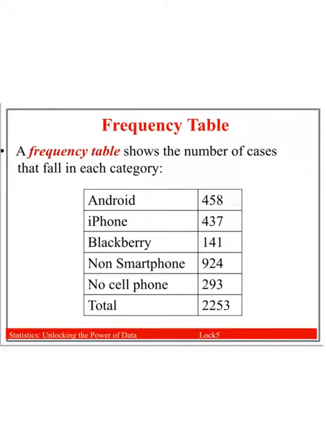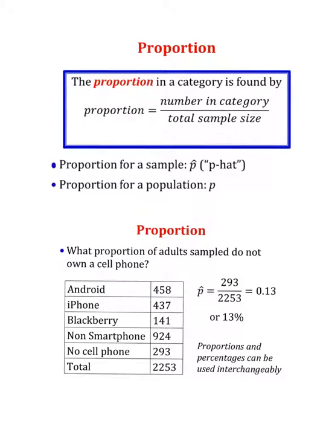One way to organize data is to use a frequency table. So you've got your categories on the left-hand side and the number, or the frequency, on the right. To make a relative frequency table is a bit more complicated. On the right-hand side, instead of the frequency, we're going to have a percent, or what's called a proportion. The way you find that is you take the number in the category and divide it by the total sample size seen here. The proportion for a sample is actually p hat, but the proportion for the population is just p.